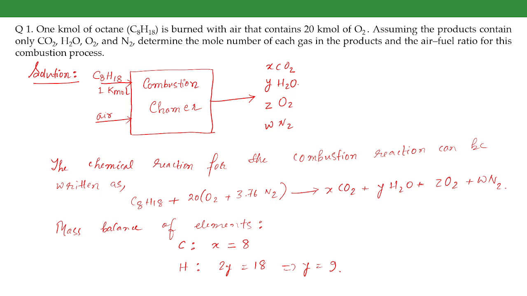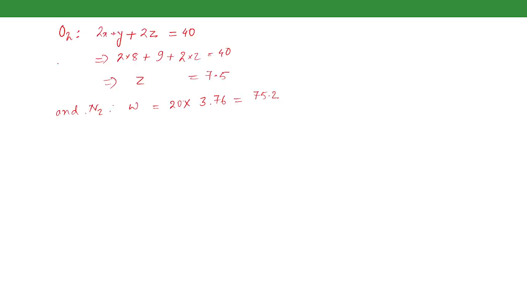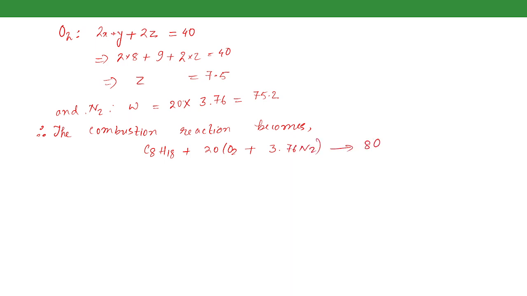So the equation, if we put the values of x, y, z and w in the equation, the combustion reaction becomes C8H18 plus 20 of oxygen plus 3.76 of nitrogen, that will give 8 of carbon dioxide plus 9 water and 7.5 oxygen plus 75.2 nitrogen.